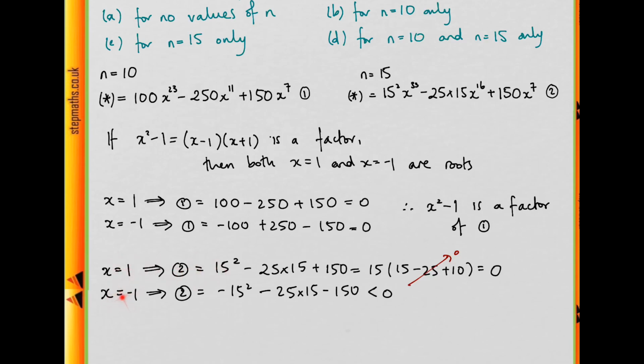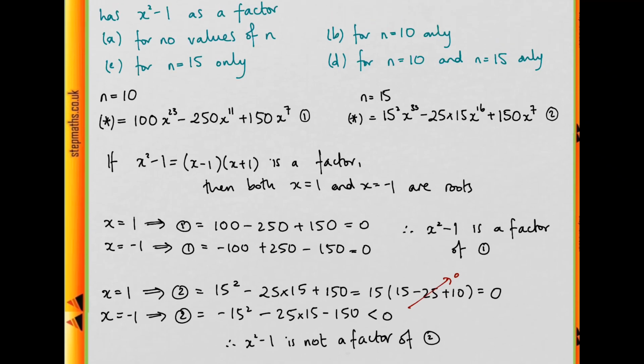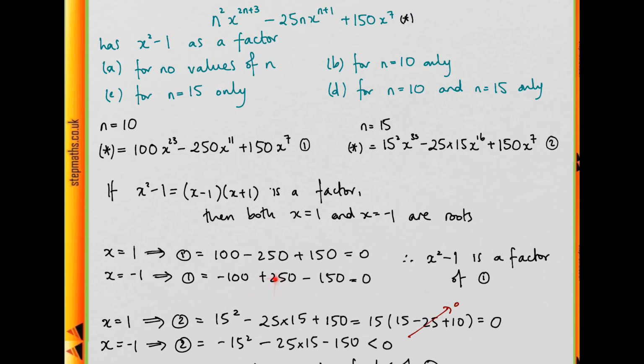But if we look at minus 1, then when we substitute it into 2, we have all of these terms being negative. And so we don't even need to work out the sum. We know that when we add them together, it's going to be negative and not equal to 0. And so we have that minus 1 isn't a root. Because 1 and minus 1 aren't both roots, x squared minus 1 is not a factor of 2. And so we get that x squared minus 1 is a factor only when n is equal to 10. And so our answer is B.